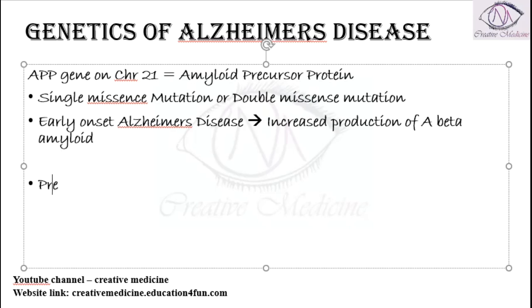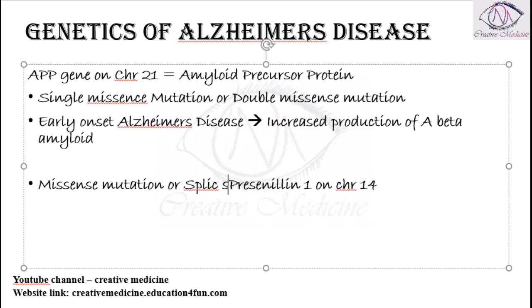The second genetic factor is presenilin 1. Presenilin 1 is present on chromosome 14. In presenilin 1, either a missense mutation or a splice site mutation can occur. Missense mutations or splice site mutations of the presenilin 1 gene, which is present on chromosome 14, are associated with the same early onset Alzheimer's disease with increased production of beta amyloid.